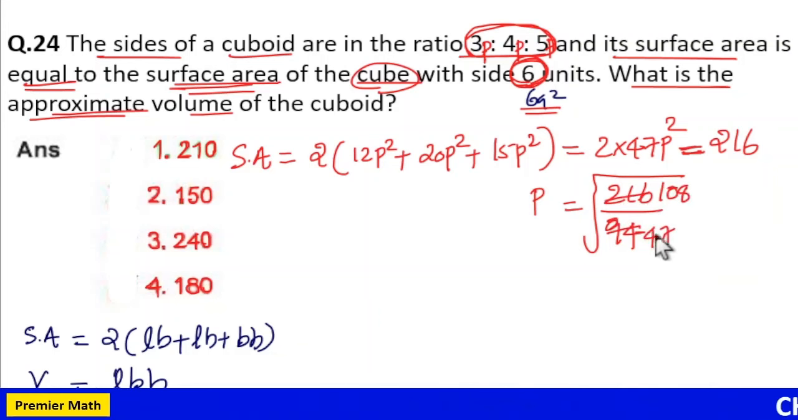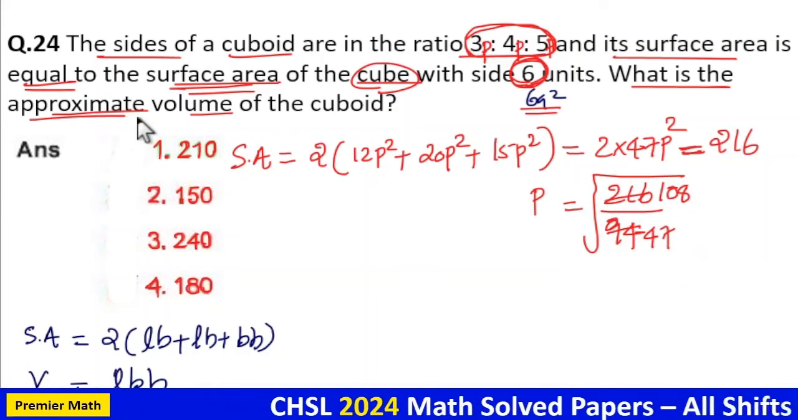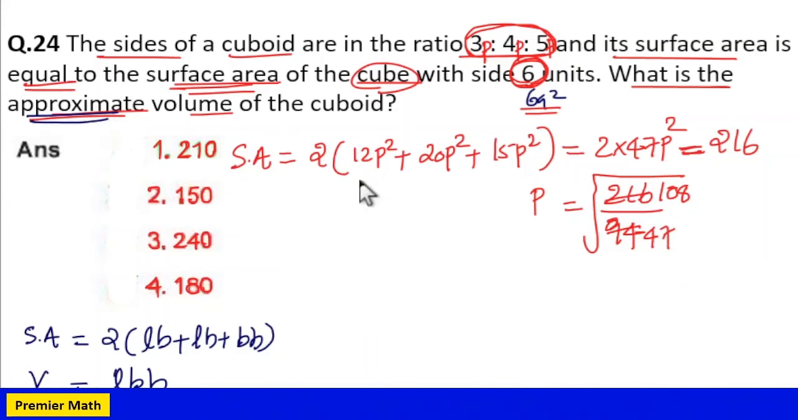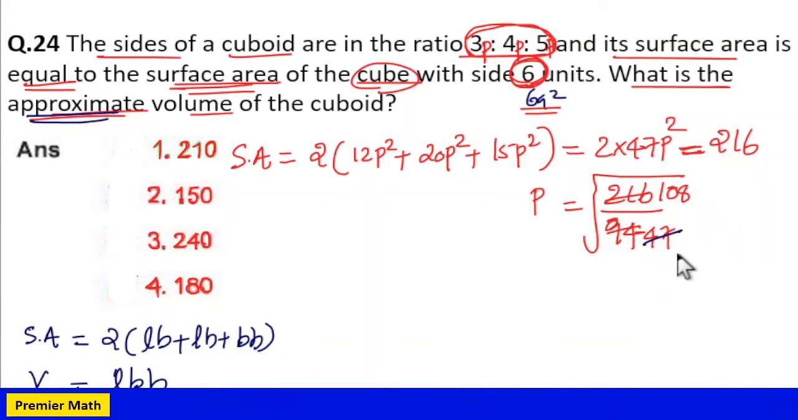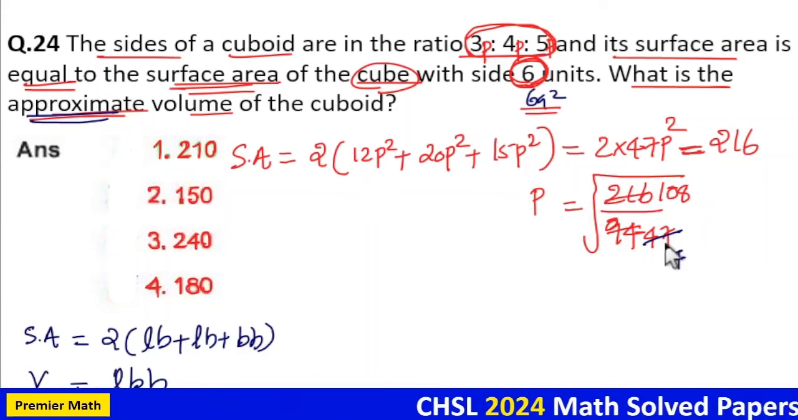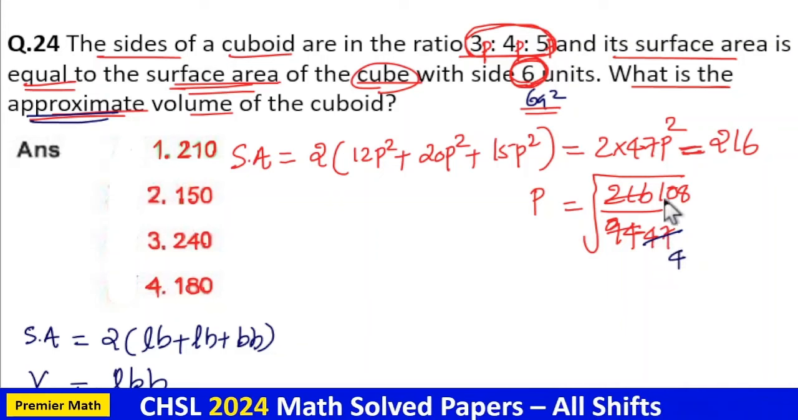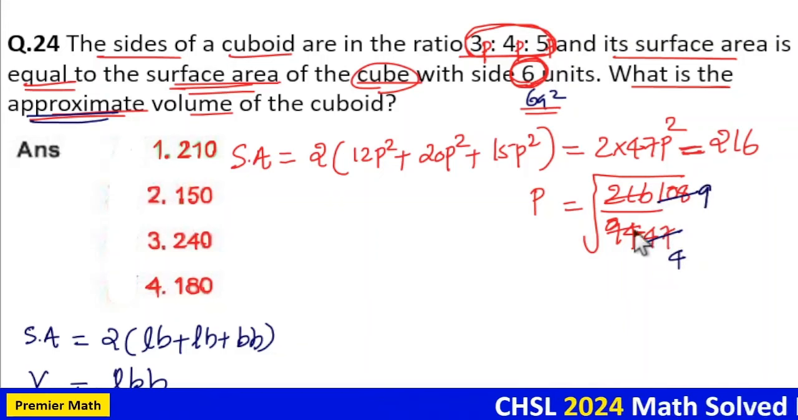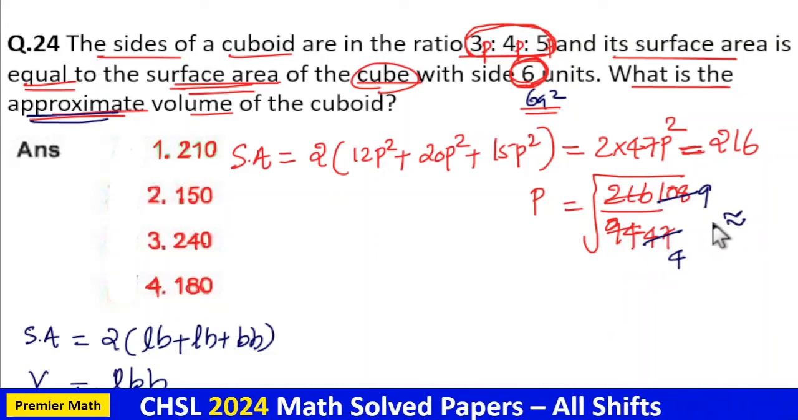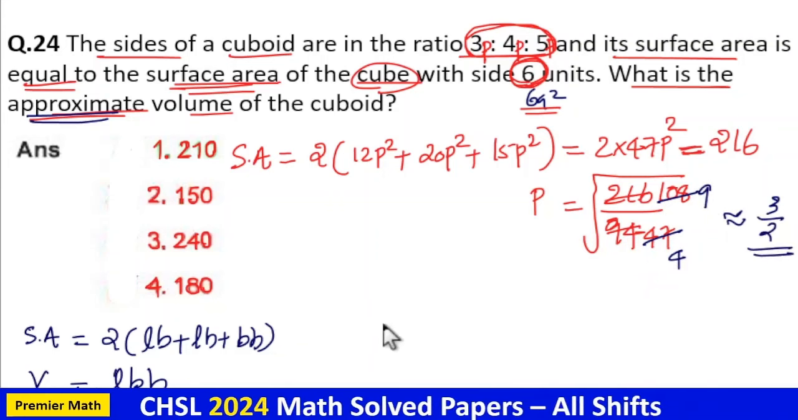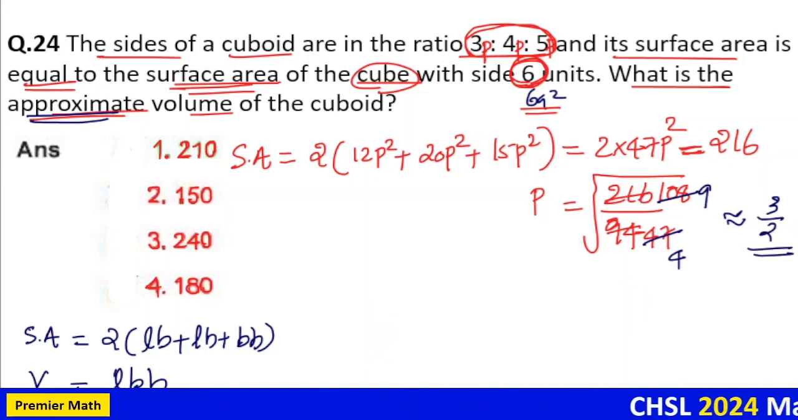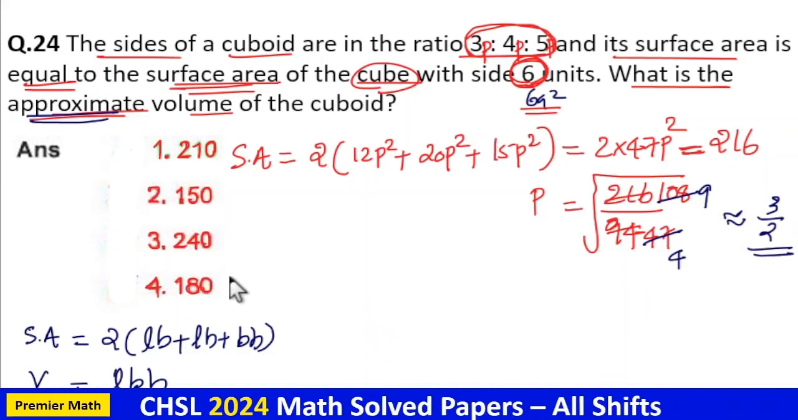Now if I approximate the value, we can take the approximate volume. If I approximate, 12 goes 4 times in 48, so I'll consider it as 48 instead of 47. Now 12 goes 9 times in 108. So this is around 3 by 2. So if P is 3 by 2, here we need the volume.